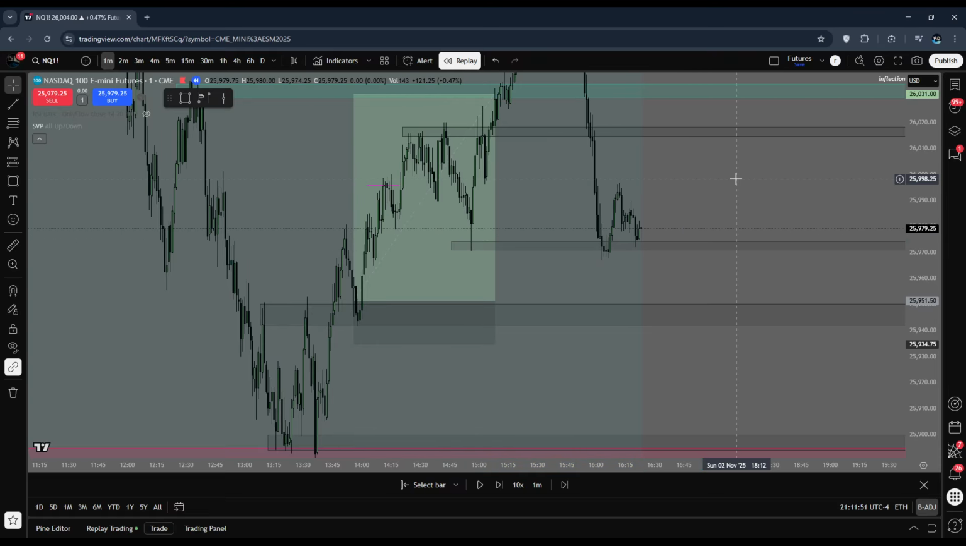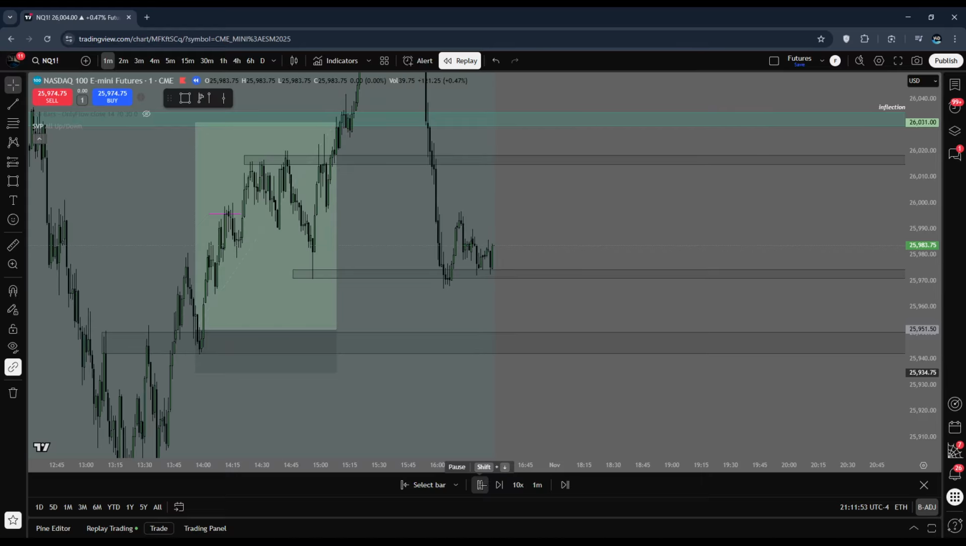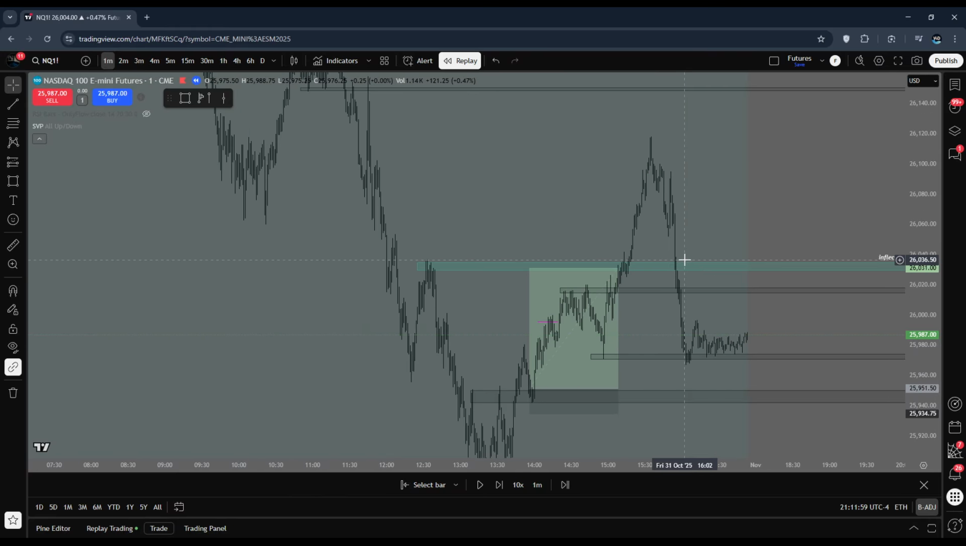Basically, you just mark zones on the spot, and oh, this is market closed. That's why. Yeah, you wouldn't be trading this. The market's closed already.